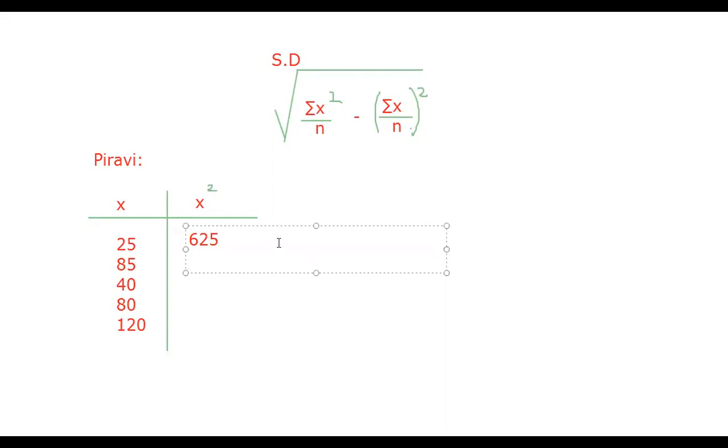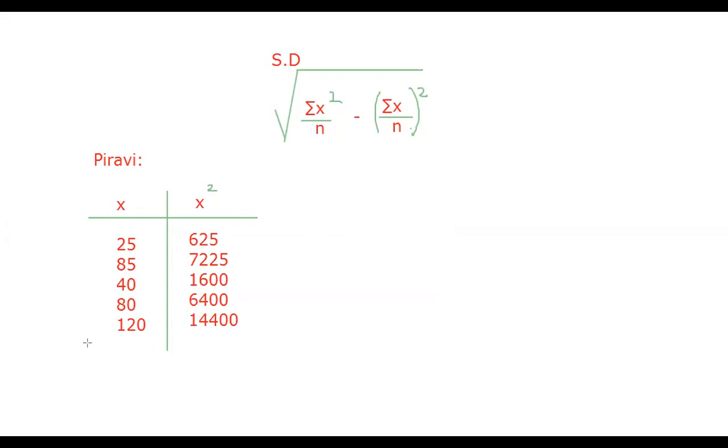Then 85 into 85, that is 7225. Then 40 into 40, 4 into 4, 16, then double zero, that is 1,600. Okay. Then 80 into 80, 8 into 8, 64, that is 6,400. Then 120 into 120, 12 into 12 is 144, then double zero, so this is 14,400. So this is our x and x square.